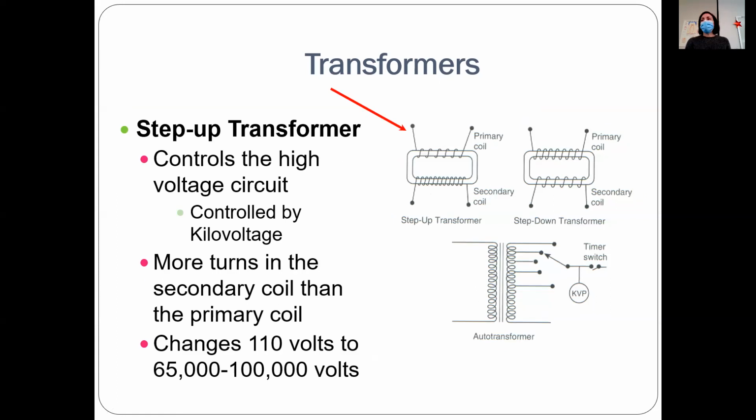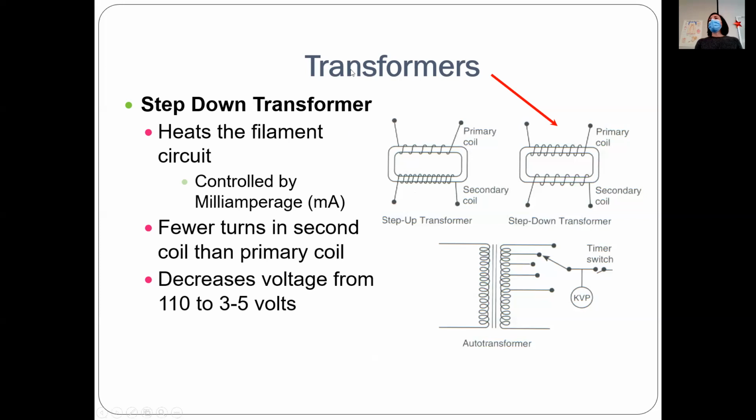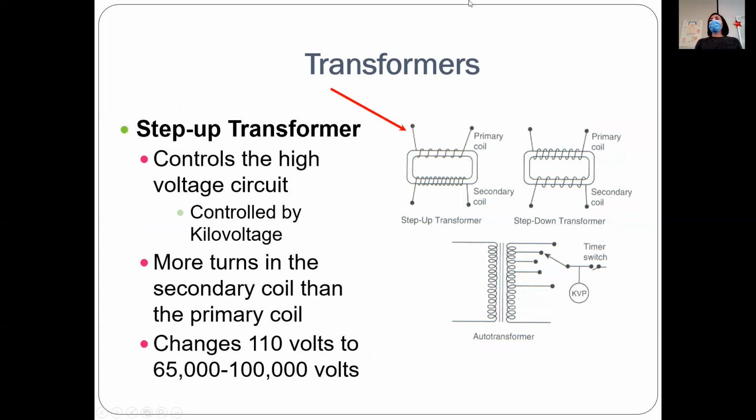Okay, this slide is talking about the step down, and it's pointing to what the step down looks like. See, there's more coils here, fewer coils here. This red arrow is specifically pointing to what a step down looks like. This next slide is pointing to the step up. There are fewer turns in the primary coil, more turns in the secondary coil.